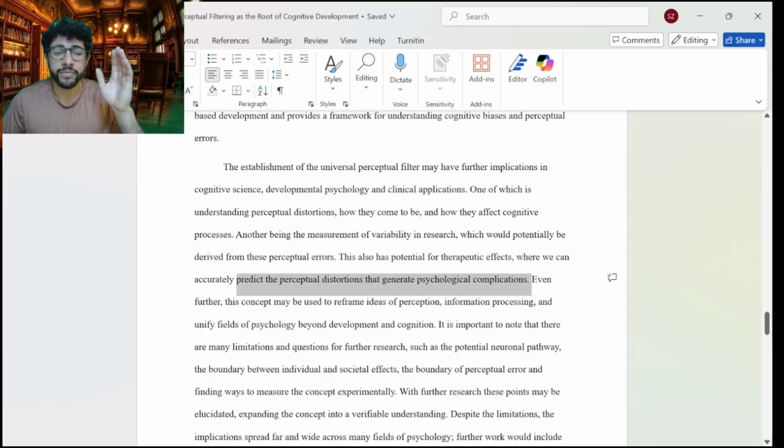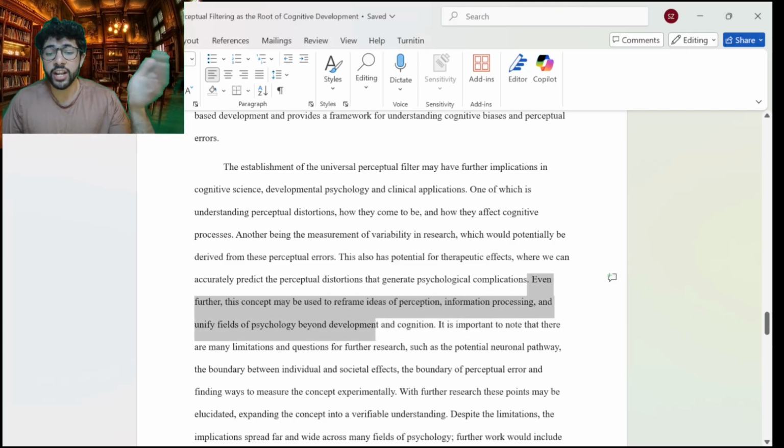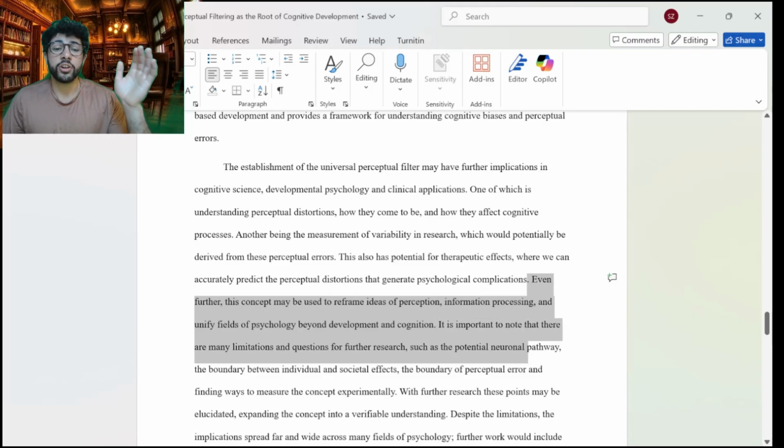So even further, this concept may be used to reframe ideas of perception, information processing, and unify fields of psychology beyond development and cognition, which is a point that I've made multiple times in this video. It is important to note that there are many limitations and questions for further research, such as the potential neuronal pathway, which was what I brought up before, and said that I needed to do more research in, the boundary between individual and societal effects.